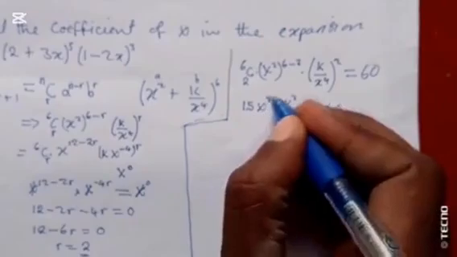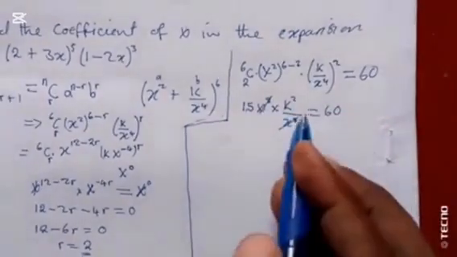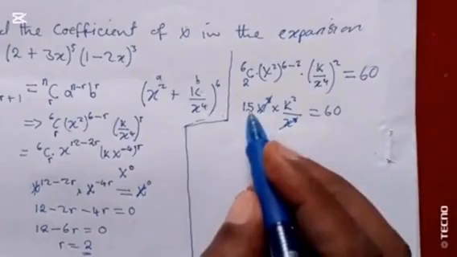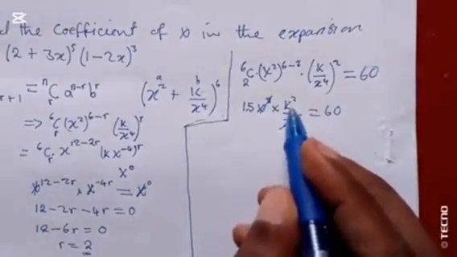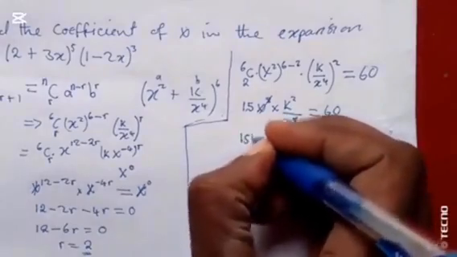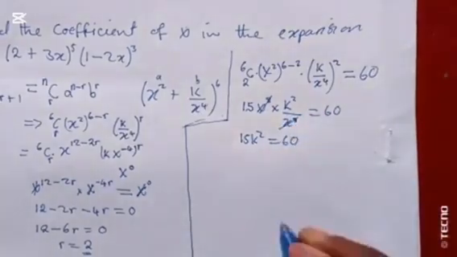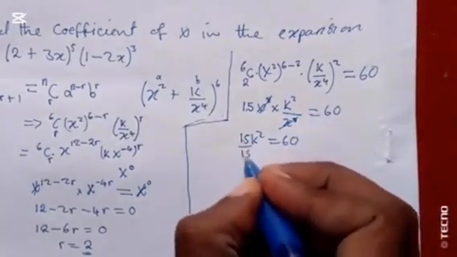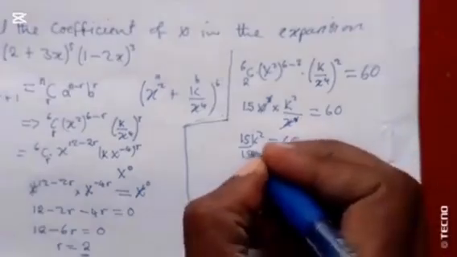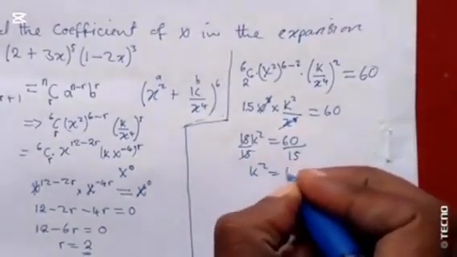So this x and this x will do what? Will cancel, will reduce to 1 because the powers are equal. So they will divide to 1. So here we just remain with 15, even this side with what? K squared. So you have 15 k squared is equal to 60. So we divide by what? 15. Even this side by 15. There goes. So our k squared is equal to 4.